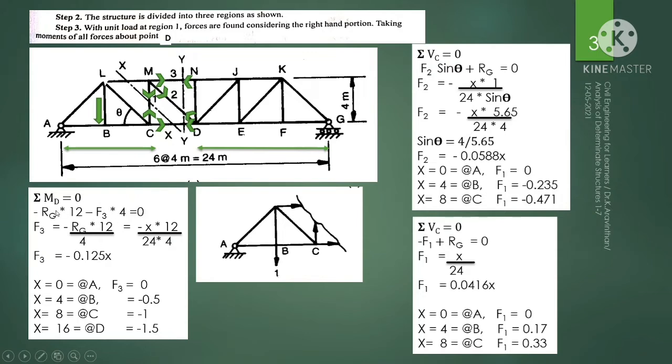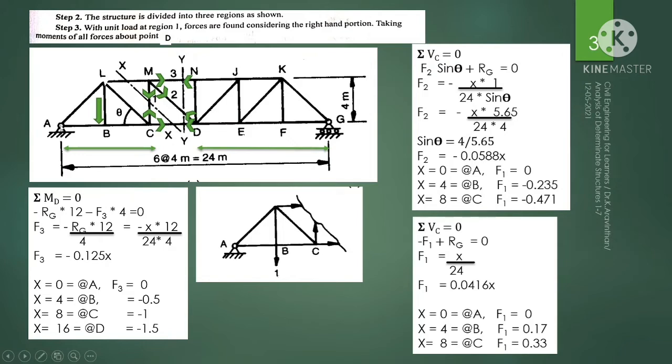Now if you want to find F3, take all the components to the right hand side, and F3 equals Rg into 12 divided by 4. I am cross multiplying this 4. We know that Rg is x by 24. After applying Rg as x by 24, and further simplifying this numerical component, we will be getting minus 0.125 x. So this is our F3. After finding that, we will be knowing the influence line at the loaded portion.